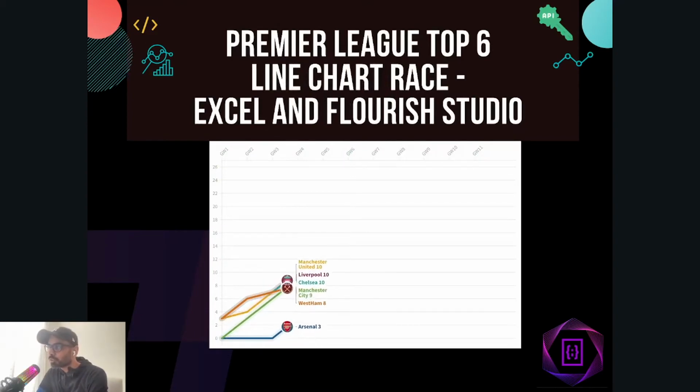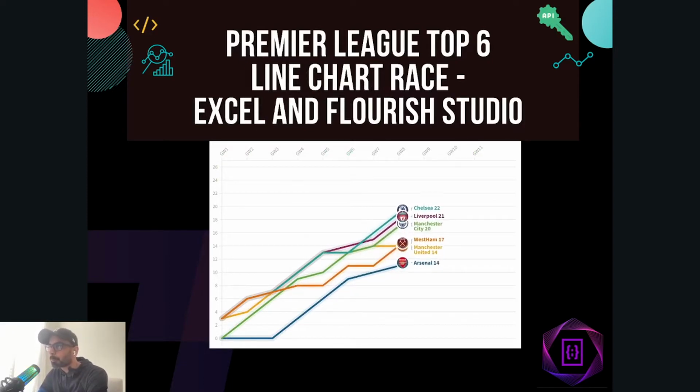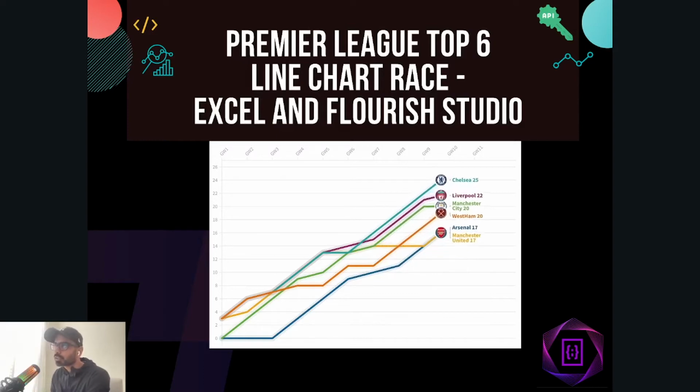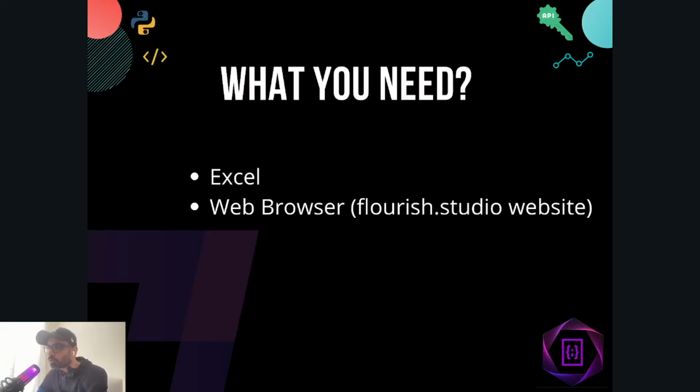In today's video, it's a quick one. We are going to be learning about how to create a line chart race for the Premier League top 6 teams. To do so, you will just need an Excel and a web browser. Through the web browser, we'll access the Flourish.studio application. If you want to create good data visualizations, it's a great application to explore. You do not need any technical or coding knowledge to do so. So let's hop on and see how we can do this.